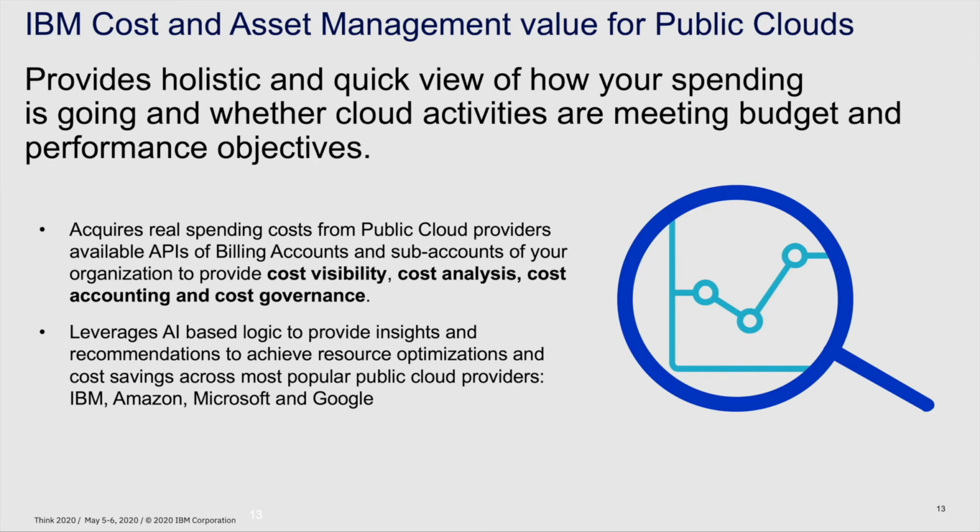What is the value of the IBM Cost and Asset Management solution for public clouds? It provides a holistic and quick view of how your spending is going and whether cloud activities are meeting budget and performance objectives. It acquires real spending costs from public cloud providers' available APIs, of billing accounts and sub-accounts of your organization, to provide visibility into cost, analysis of those costs, cost accounting, and cost governance capabilities. It leverages AI-based logic to provide insight and recommendations to achieve resource optimization and cost savings across the most popular public cloud providers. IBM, Amazon, Microsoft, and Google are supported.